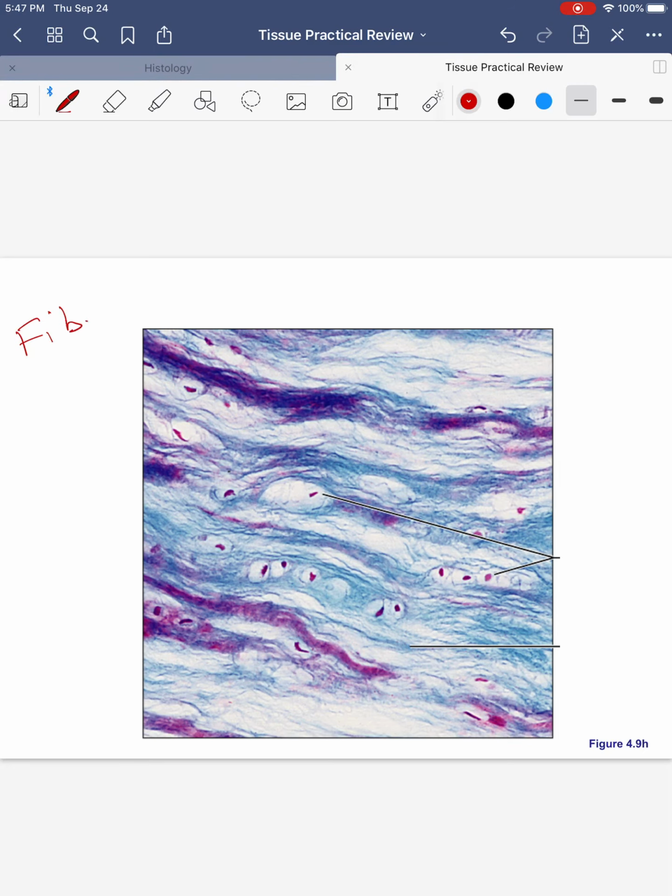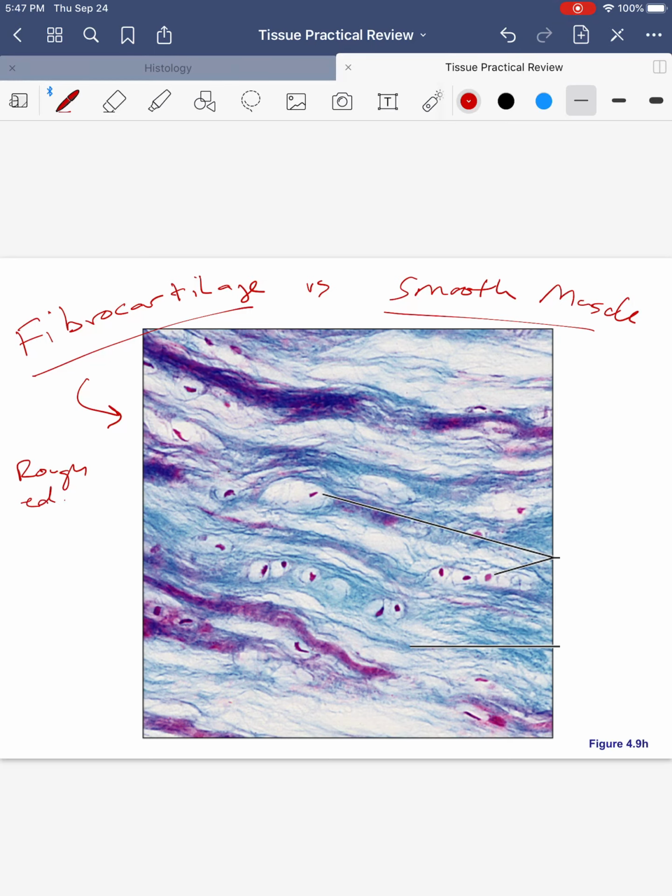Fibrocartilage. Sometimes fibrocartilage can be mistaken for smooth muscle. Okay, and I'm not going to go back because I don't want to make you motion sick from moving around. So this is fibrocartilage. And if we had the same stain color, it can be tricky. The difference, though, is fibrocartilage has rough edges. So if I look here, they're kind of wavy edges, aren't they? Whereas smooth muscle, all the lines are smooth edges.